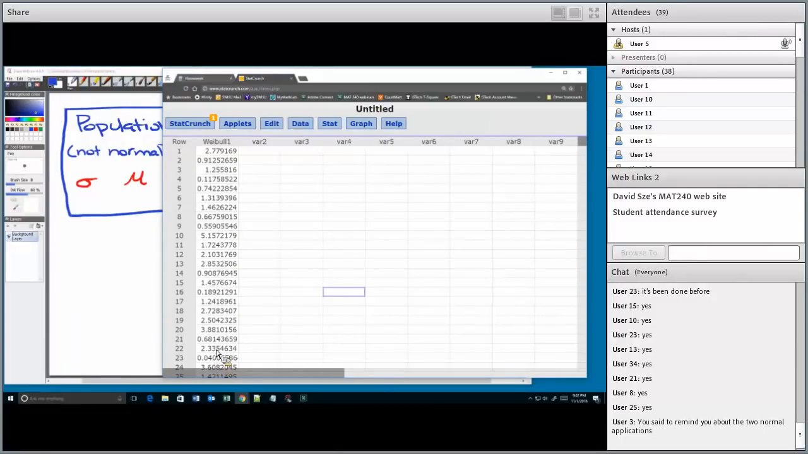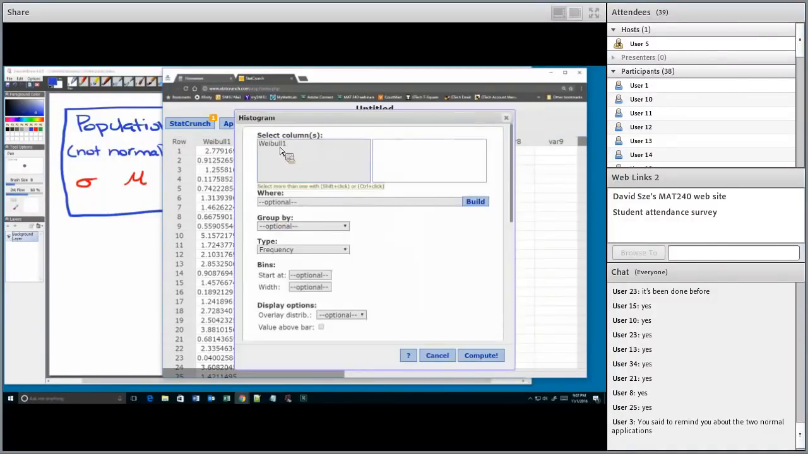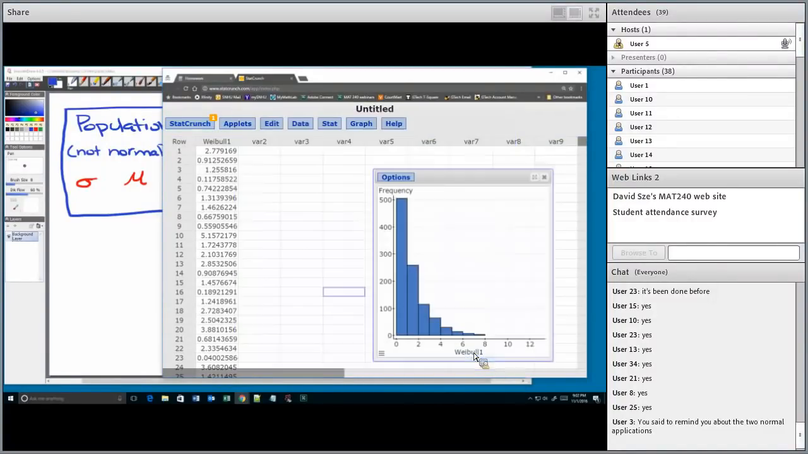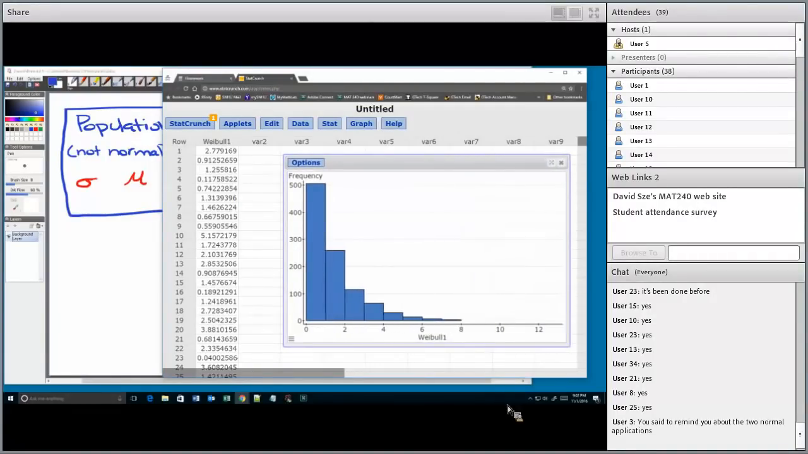And to prove to you that it's not normal, have a look at this. I'm going to go to graph, histogram. I'm just going to create a histogram on this. Do you all agree that this is not a normal distribution? It doesn't look like a bell-shaped curve, right? So this is not a normal distribution, not at all.